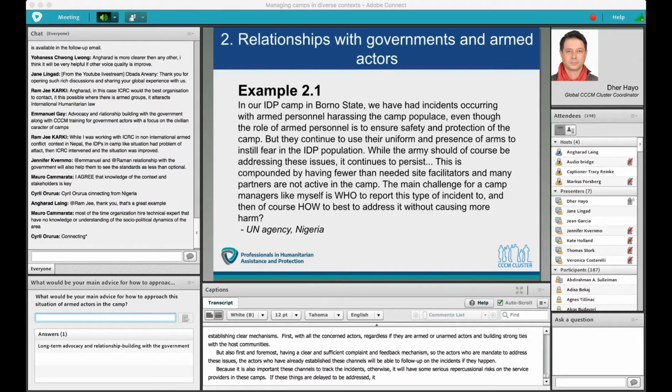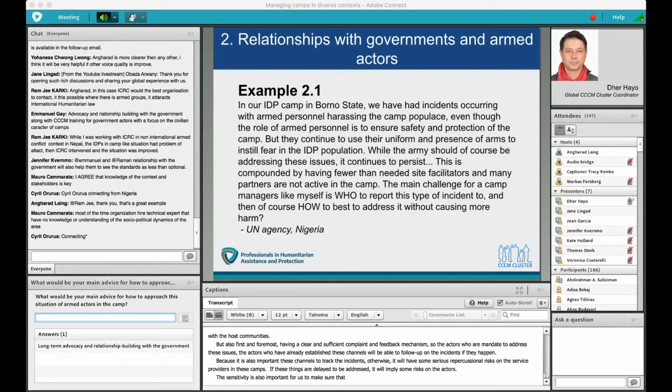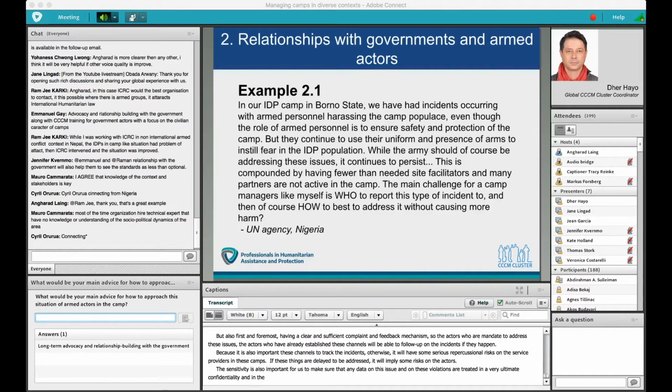The sensitivity is also important for us to make sure that any data on these issues and on these violations is treated with the utmost confidentiality. And in the meantime, to train and sensitize the different actors operating in the camps, including the camp communities, on knowing how to address this.